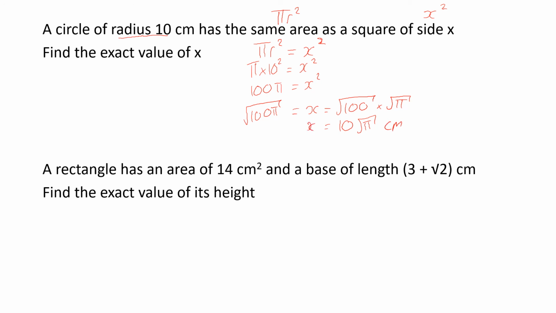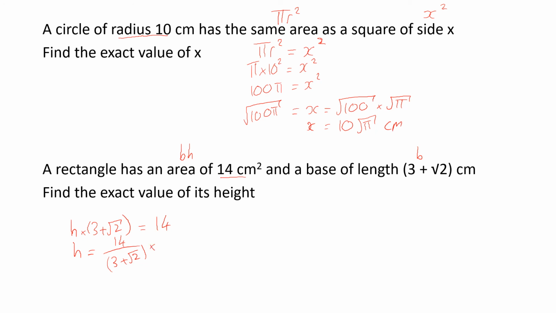Okay, and the last question, and this is probably the trickiest one I can think of. We've got a rectangle with an area of 14, and again we know area of a rectangle is base times height, and it's got a base of 3 plus root 2, and we need to find its height. So what we're saying is something times that 3 plus root 2, so h times the 3 plus root 2, base times the height, is equal to 14. Now, how would you do that? Well, if we want to get h on its own, we need to divide across by the 3 plus root 2, and then what we've got is a rationalizing question.